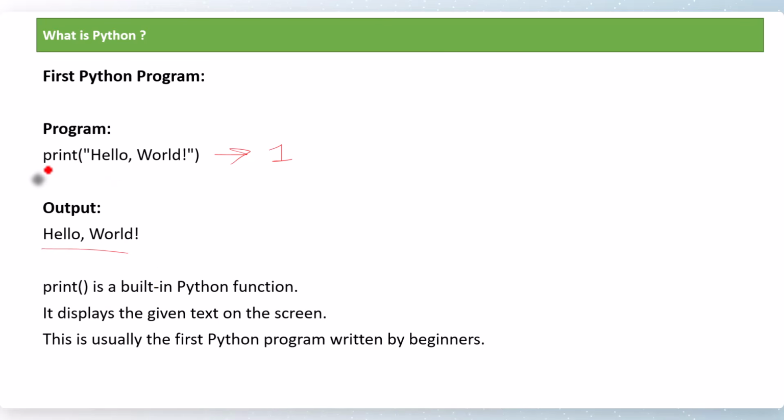Here, print is nothing but a built-in function. It displays the given text, whatever text we are giving, that text will be displayed on the screen. So this is usually the first Python program written by beginners. If you are a beginner, this is the first program we are going to write. Here I am just showing you this program, but soon I will show you how to write the program in the editor and how to execute it. I will show you the same with an example.